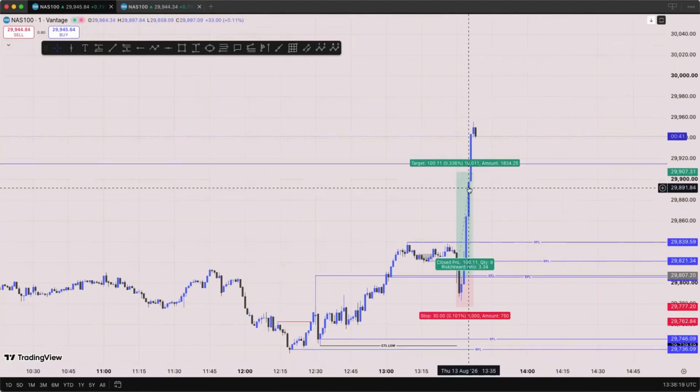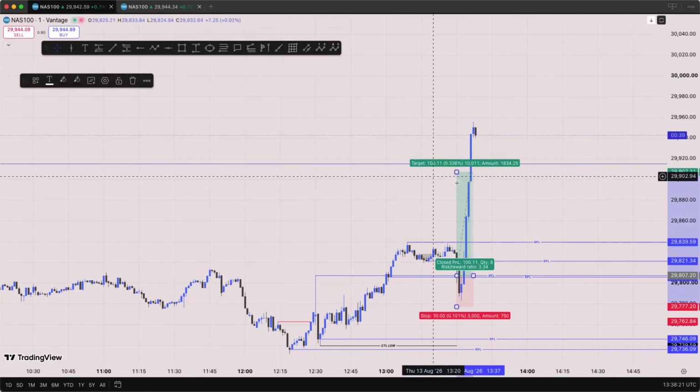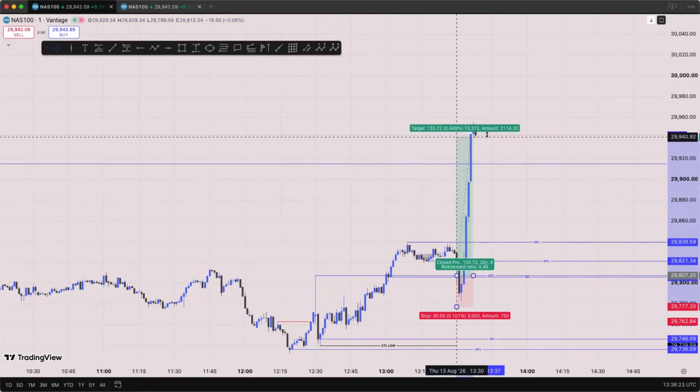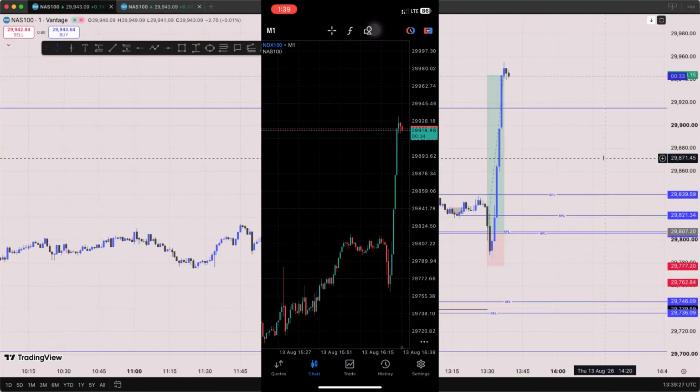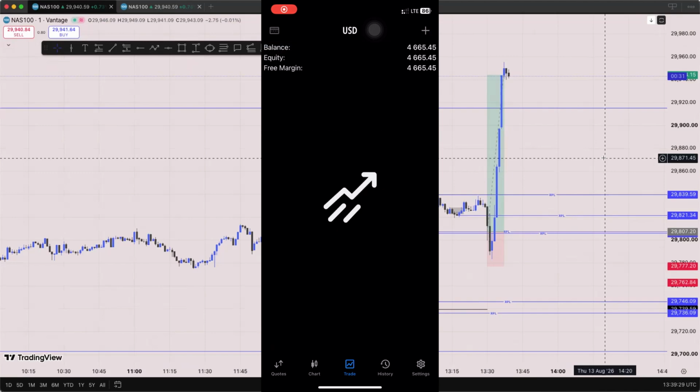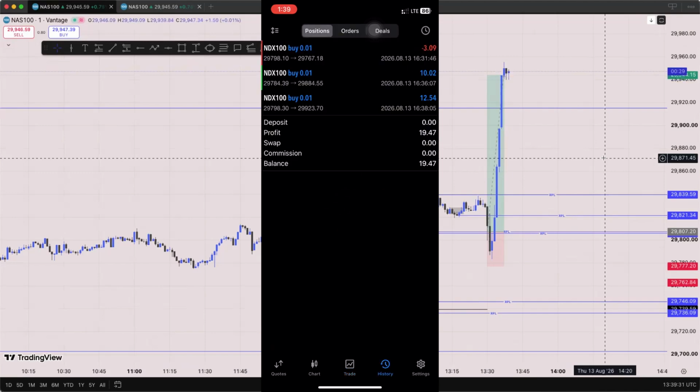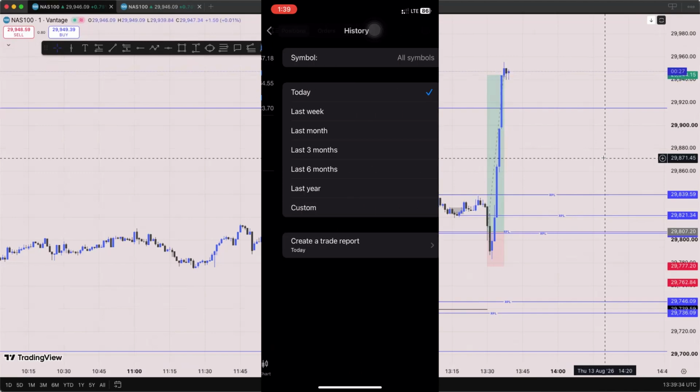So I just closed the trade. I didn't want to get greedy. I just closed the trade around here. Okay. So yes, I think that's it for today. I'm not trading again for today. This is my P&L for today, and this is my P&L for the whole week.